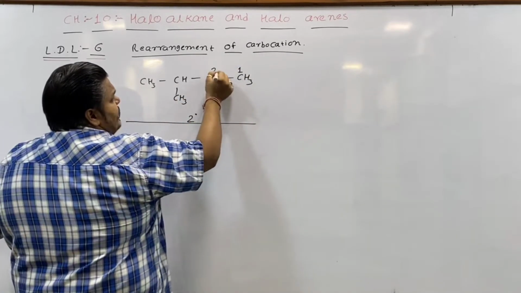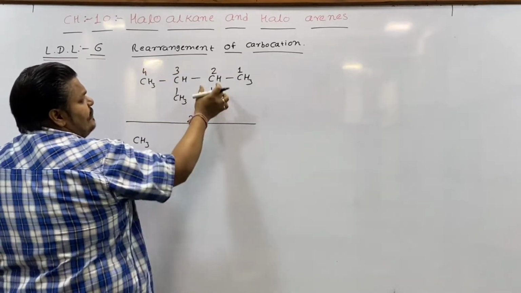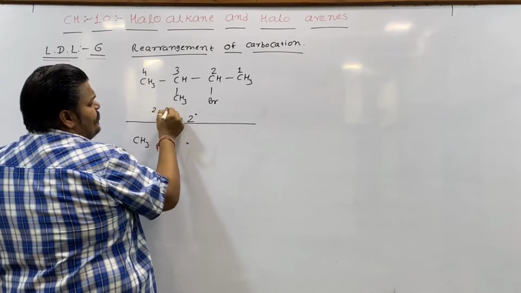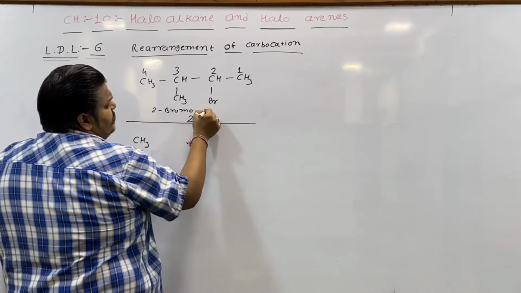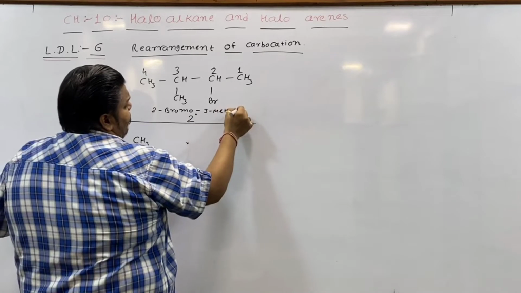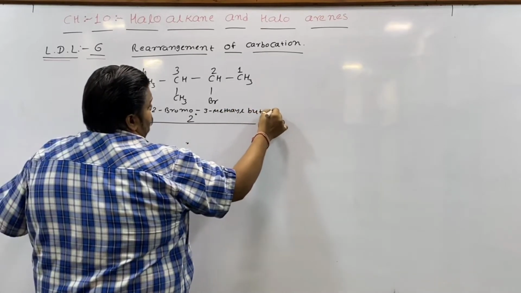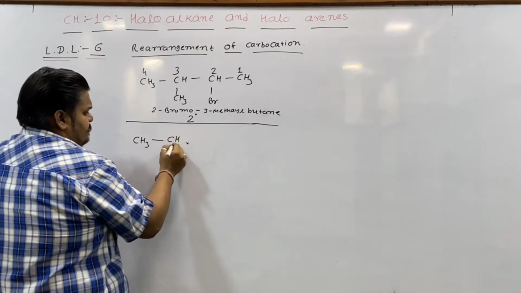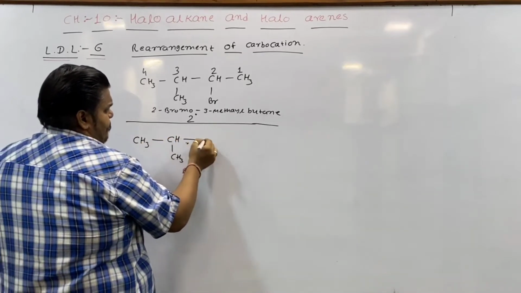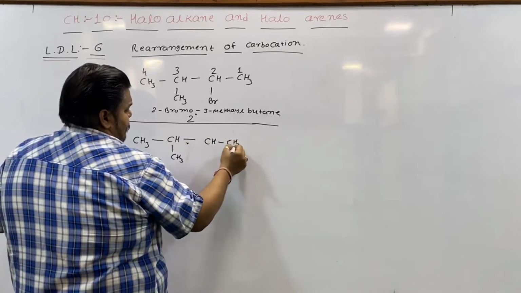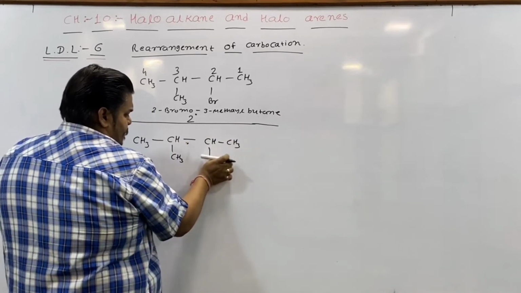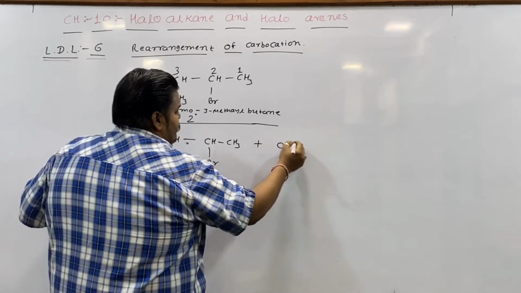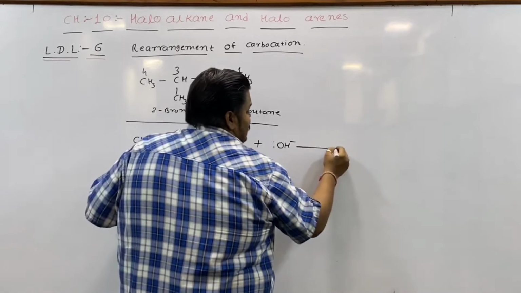2-bromo-3-methyl-butane. First carbon, second carbon, third carbon and fourth carbon. The second carbon has a bromine, the third carbon has a methyl branch. That's what is called 2-bromo-3-methyl-butane. When this compound is attacked by a nucleophile like the hydroxyl group following the SN2 mechanism.